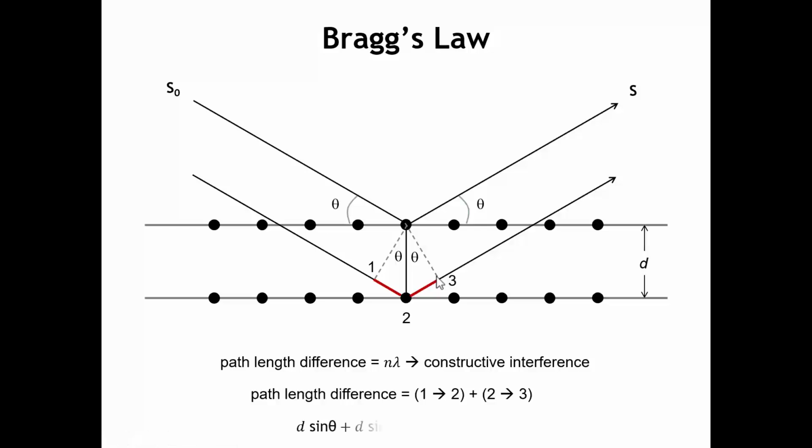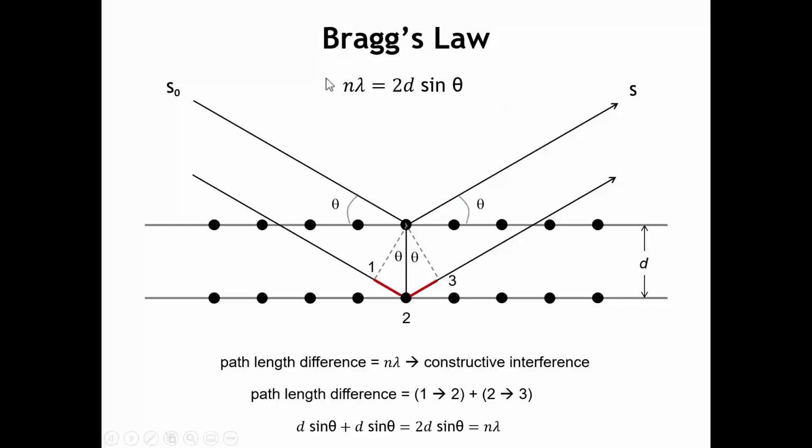Now, a little trigonometry, though, tells us that if the hypotenuse of our triangle is d, the spacing between planes, if this angle is theta, then it means this angle also must be theta. And the length of this leg of the triangle then is going to be d times sine theta, right? Sine is the opposite over the hypotenuse if we have a right triangle. And so the total path length difference is going to be 2d sine theta. And if that equals an integer number of wavelengths, then we're going to get constructive interference.